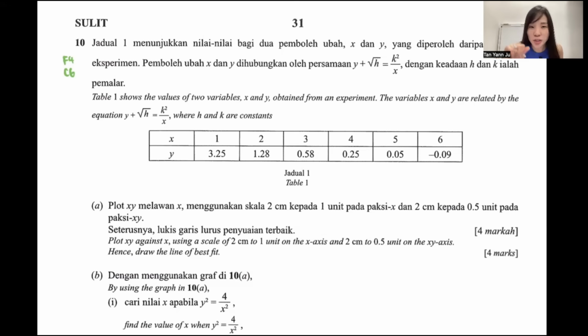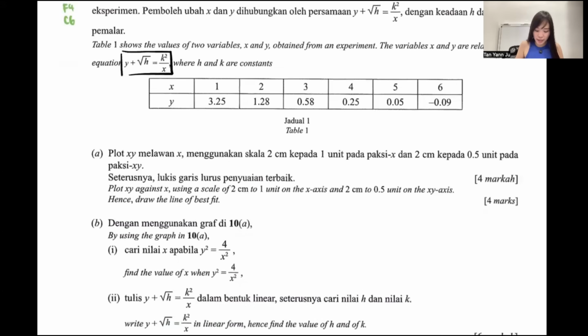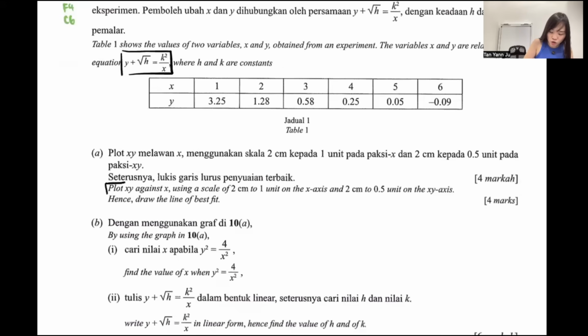They say table 1 shows the values of two variables x and y obtained from an experiment. The variables x and y are related by this equation. So guys, they do give you an equation. So A, they say plot, meaning draw, the graph of xy against x using a scale of 2 cm to 1 unit on the x-axis and 2 cm to 0.5 units on the xy axis. And guys, they give you 4 marks. So my dear, wait, let me take a picture of it so I can go to graph paper and draw it out. Take out your graph paper, 4 marks, my dear.